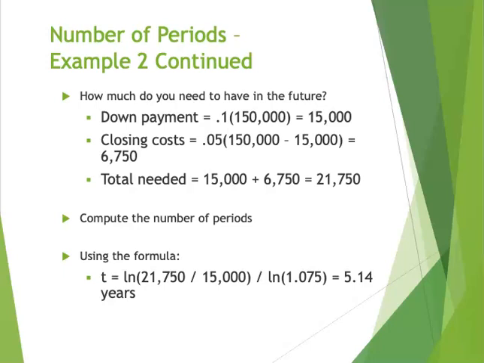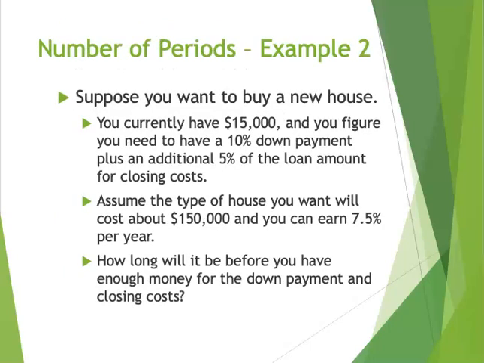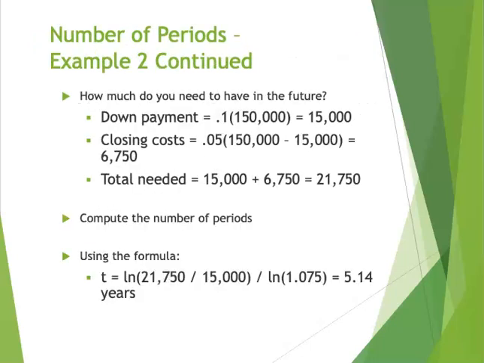As the question had asked, how long will it be before you have enough money for the down payment and closing costs? Basically, if we were to put our $15,000 at a 7.5% interest rate for 5.14 years, we would earn $21,750, which would cover our down payment and the closing costs. That basically marks the end of our time value of money concepts.